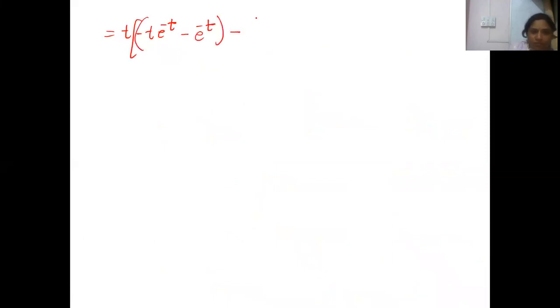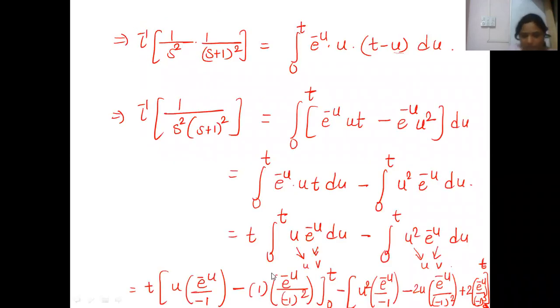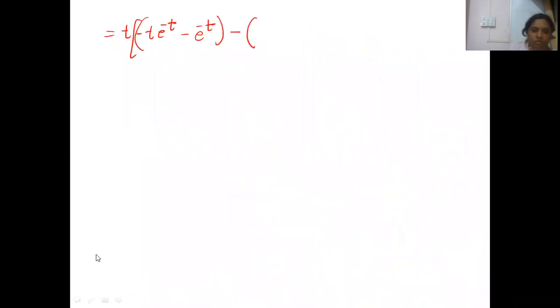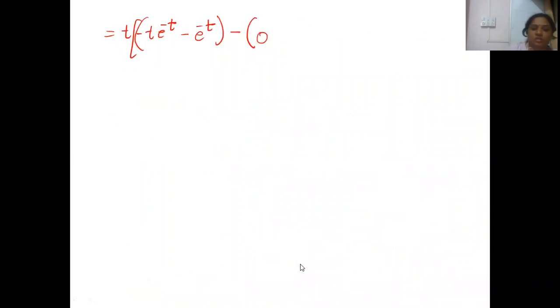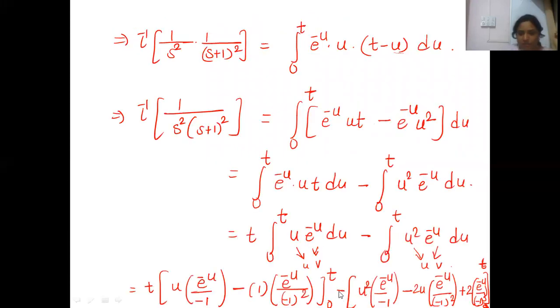Upper limit minus lower limit. Now you put 0 for u. If u is 0, then this becomes 0 into anything, 0. So 0. Next is minus e raised to 0 minus 1. Here it completes the first. Plus second, sorry, minus is there, so for the upper limit put t for u: t square e raised to minus t minus minus t square e raised to minus t.